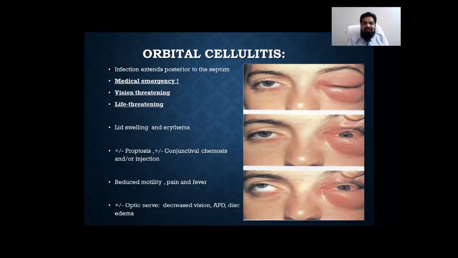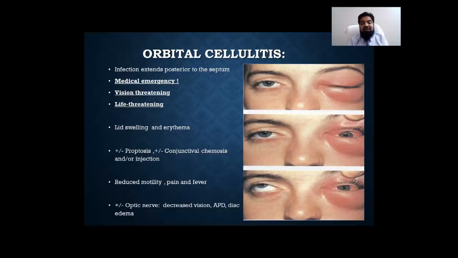Orbital cellulitis is an emergency. Again, it is an emergency, and it's life-threatening. It's not only vision-threatening; it's also a life-threatening condition. When a patient comes to us, of course they have a swelling on their lid, they have proptosis, chemosis, and it's very difficult to open their eyes, and the ocular movement is sometimes restricted.